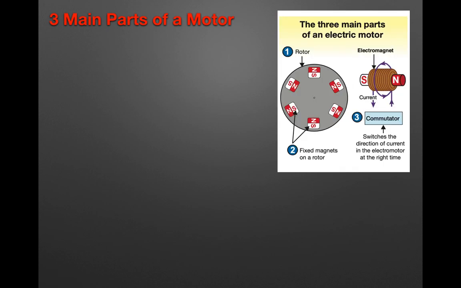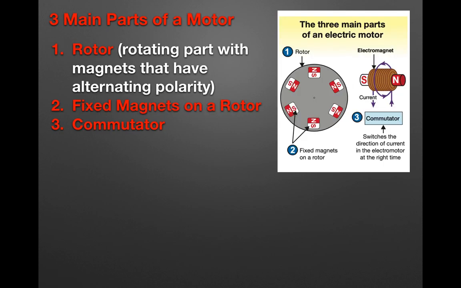Really, there are only three parts to any motor. It doesn't matter if we're talking about really complex motors or really simple motors, all motors contain these three main parts. First, a rotor, which is the rotating part with magnets that have alternating polarity. It's important that they're alternating, because if they're not, you're not going to get that spin. You're not going to take advantage of that attractive and repulsive force. Those are the fixed magnets on the rotor. And then you have the commutator, which is the electromagnet switching the poles back and forth.